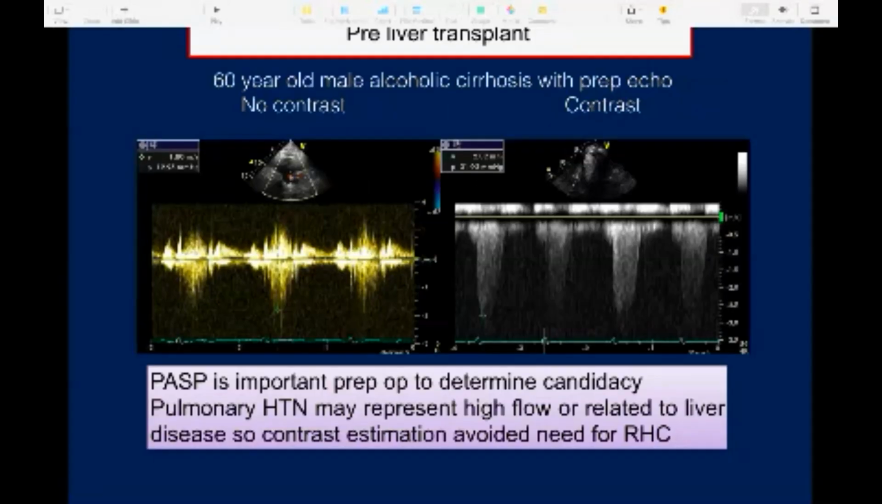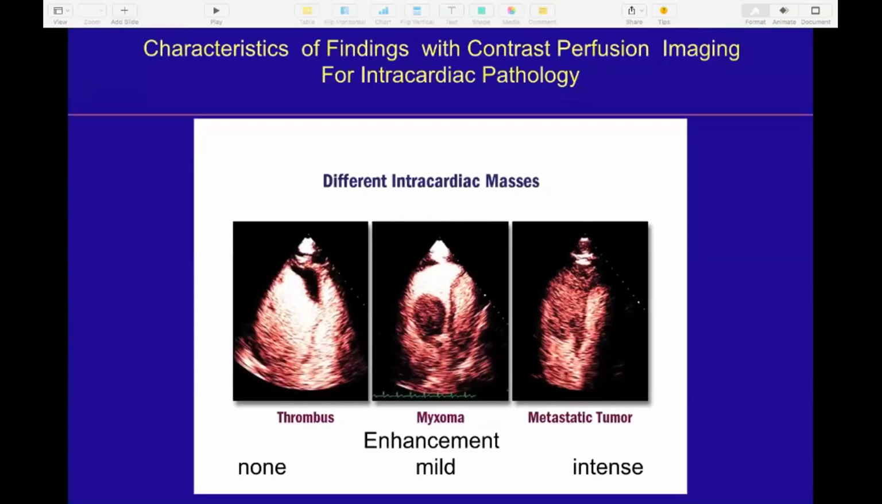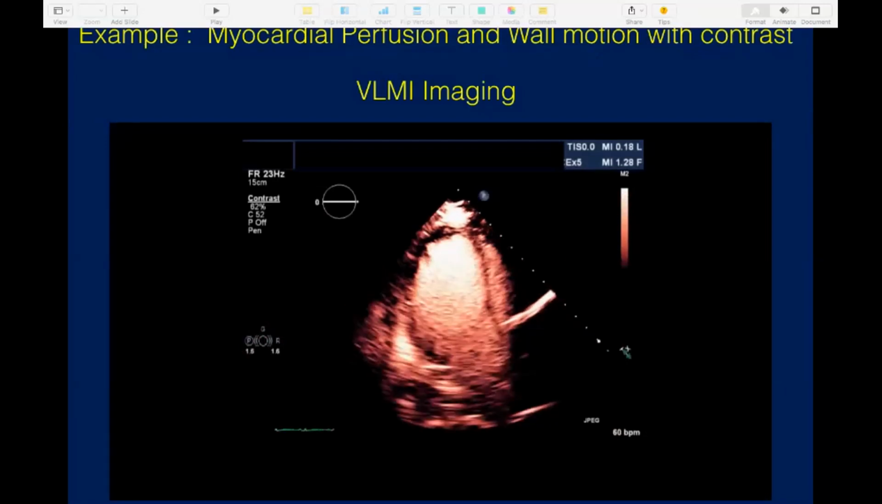And then just to show you the value of contrast, liver transplant is a scenario where we look for pulmonary artery pressures. So this is a patient with poor TR signal pre-contrast, and you can see that contrast salvaged the TR signal very nicely to be able to give a fairly good diagnostic PA pressure for this particular patient, avoiding right heart cardiac catheterization. And so I think I've reviewed this case already.